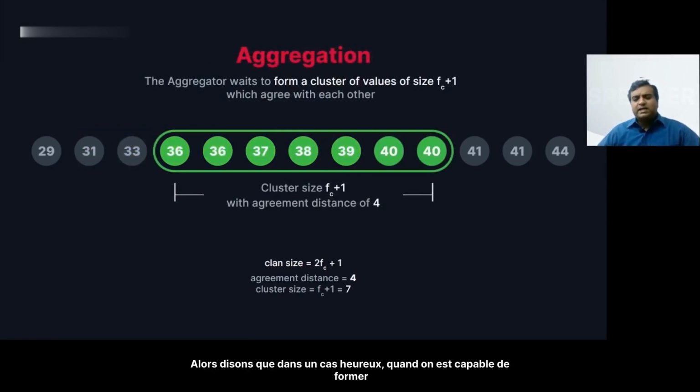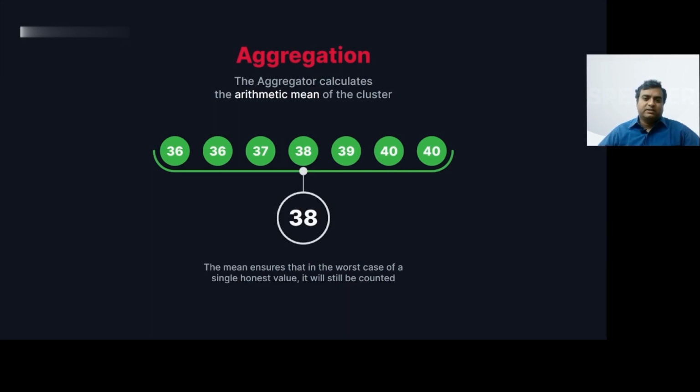So let's say that in a happy case, when you are able to form a cluster of size 7 when the clan size is 30, we know that in the worst case, when up to 6 nodes are Byzantine, there is still one honest value. And that honest value is going to act as an anchor. And you know that all the other values cannot be more than agreement distance away from this value.